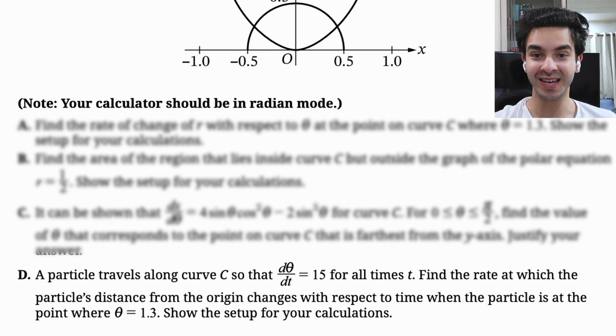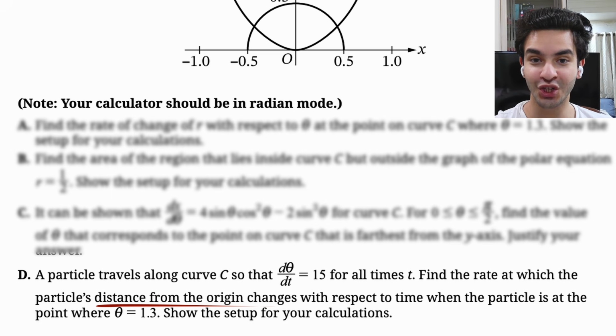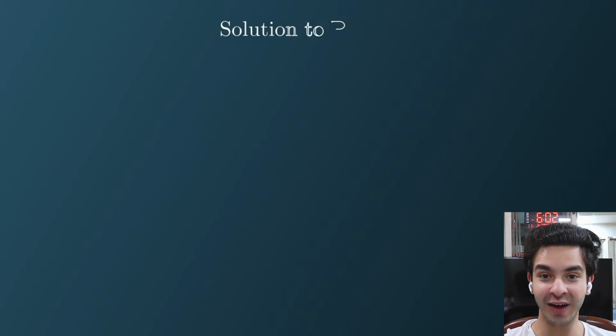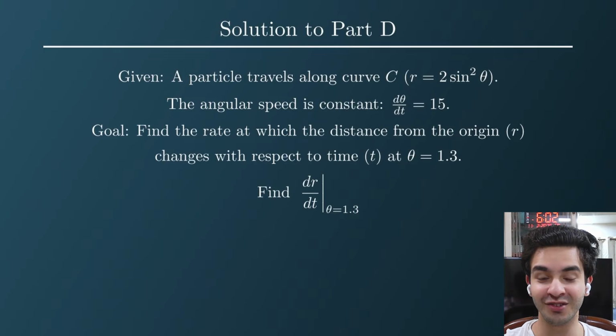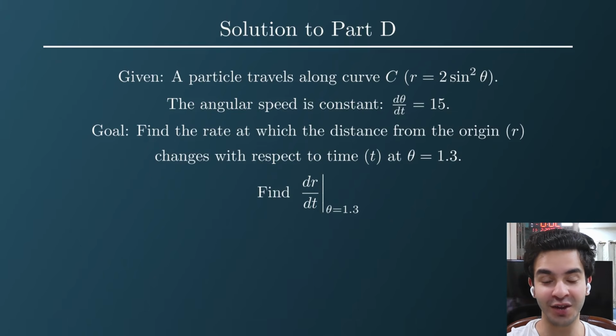Okay, so part D, it says a particle is traveling along the curve C so that d theta by dt is equal to 15 for all times t. Find the rate at which the particle's distance from the origin changes with respect to time when the particle is at the point where theta equals 1.3. So yeah, the question is asking us to find the rate at which the distance from the origin changes. So rate of change. And when you think of rate of change, what do you think of? Derivatives. So yeah, we need to calculate a derivative here.